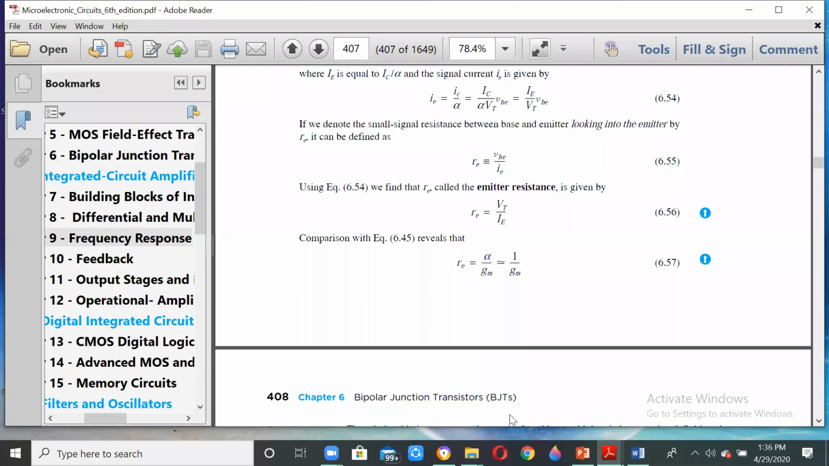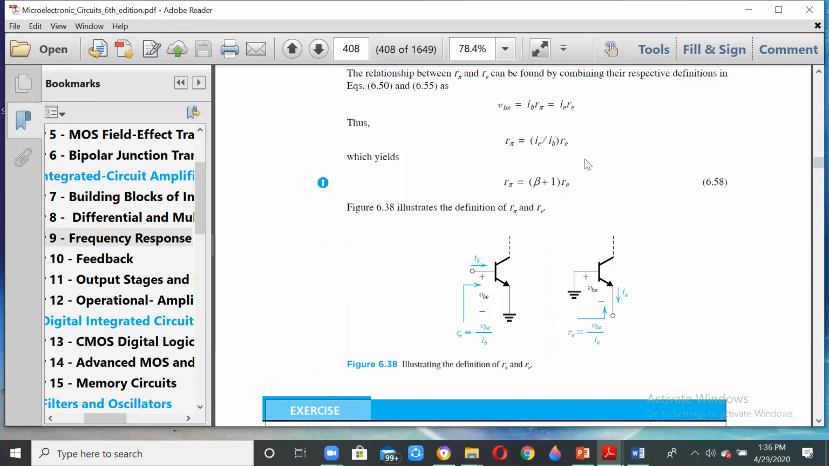Then the relationship between them I have just shown. This is VB is equal to IB r pi, that is equal to IE re. IE by IB will be equal to beta plus 1. So r pi will be equal to beta plus 1 into re. This is the relationship between r pi and re.